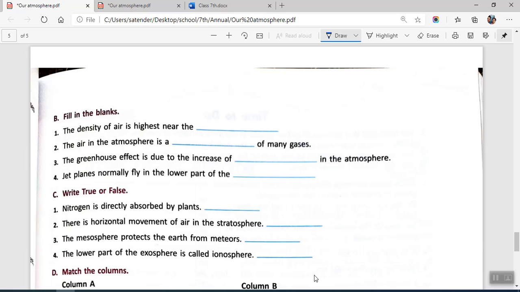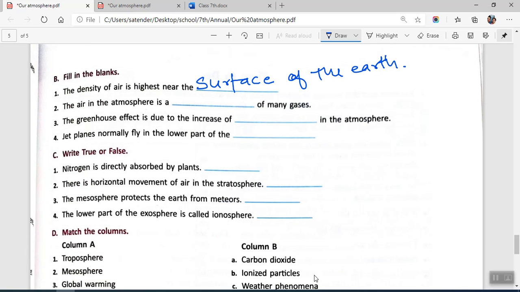The first one says, the density of the air is highest near the surface of the earth. Surface of the earth would be the answer. The air in the atmosphere is a mixture. It is a straight line that is given in your book. The greenhouse gas effect is due to increase of, we'll be writing carbon dioxide.